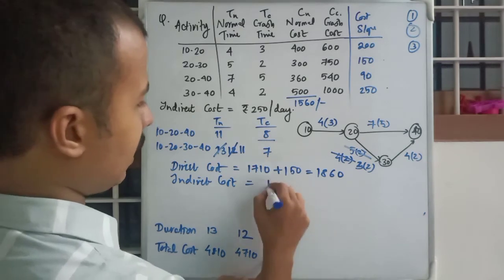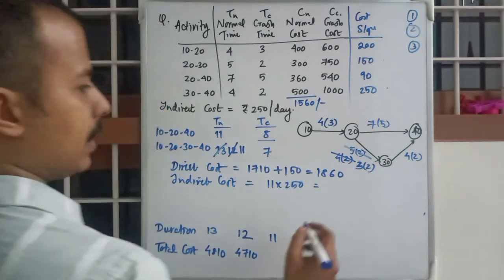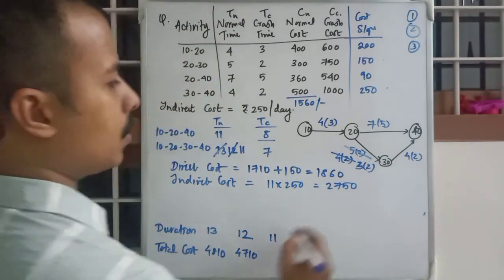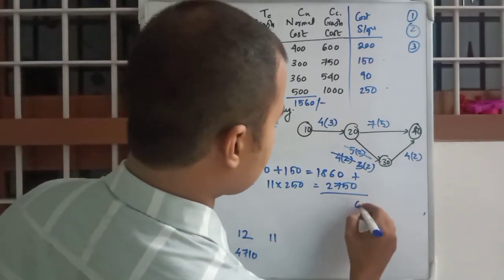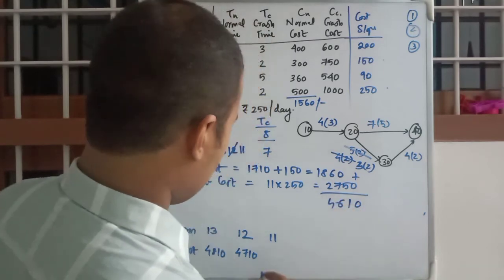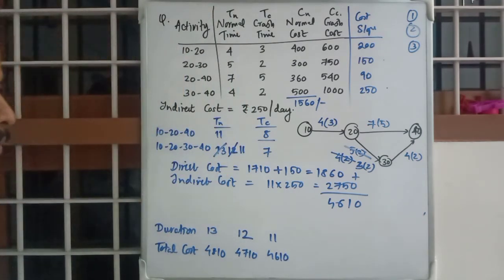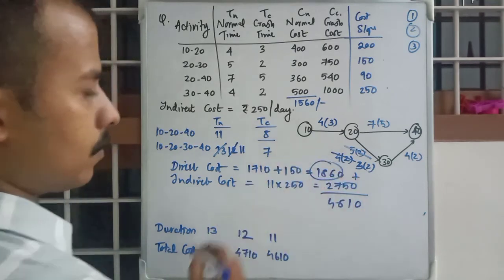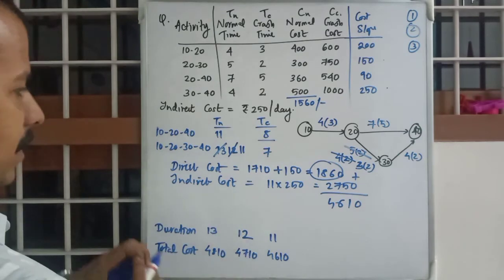Indirect cost: how many days? 11 days. 11 into 250, that is 2750. So to get the total cost, you will just add these, and you will get 4610. So that's done. Note this value 1860. You need to have it for the next calculation, right?